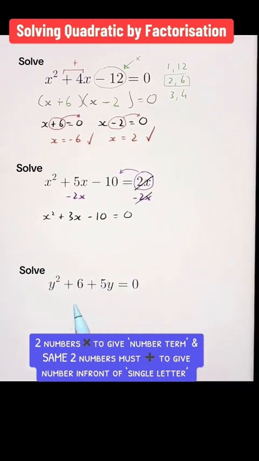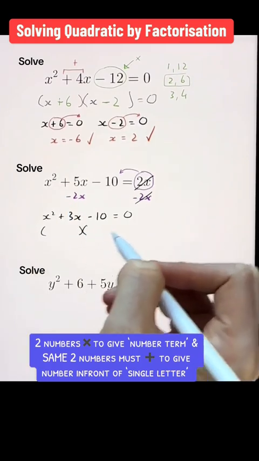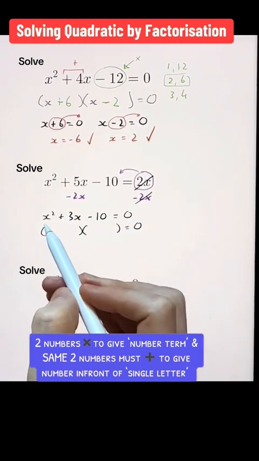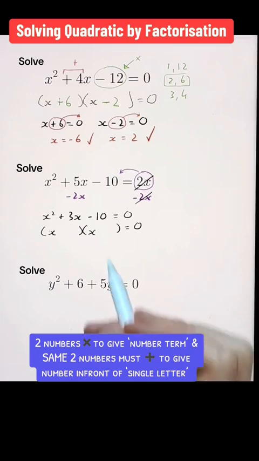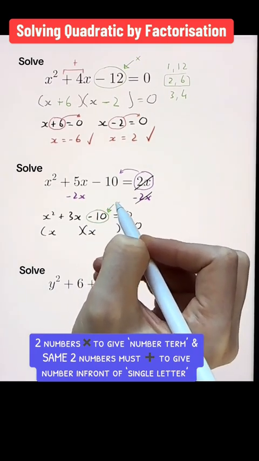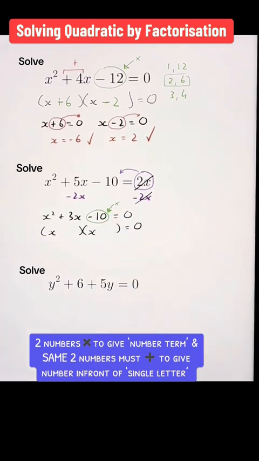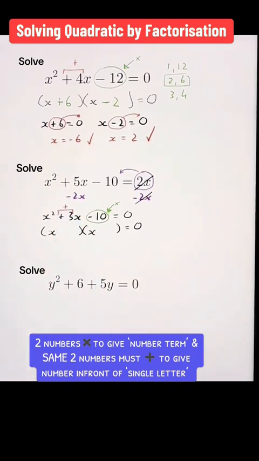Now that my quadratic is equal to 0, I know I've got three terms, therefore it's going to factorise into what we call double brackets. As my quadratic starts x squared, each bracket will start with a single x. My rule is I need to find two numbers that multiply to give us the number term, in this case negative 10, and the same two numbers must still add to give us the number in front of the single letter, which in this case is positive 3.